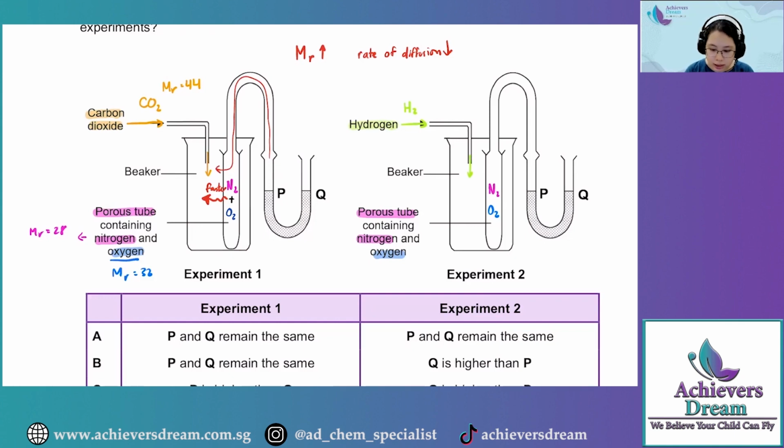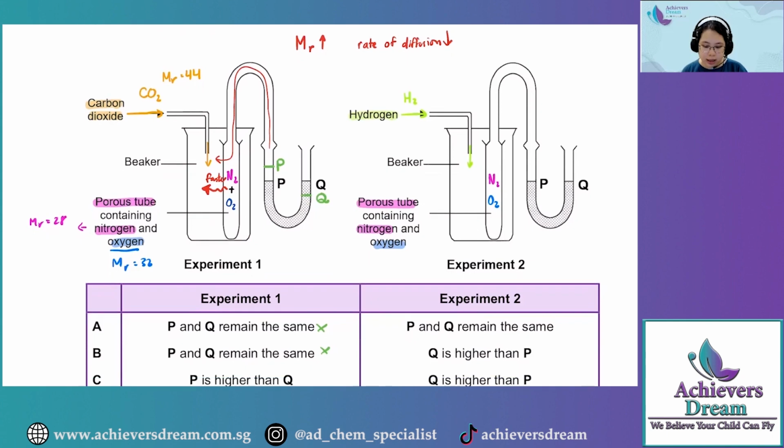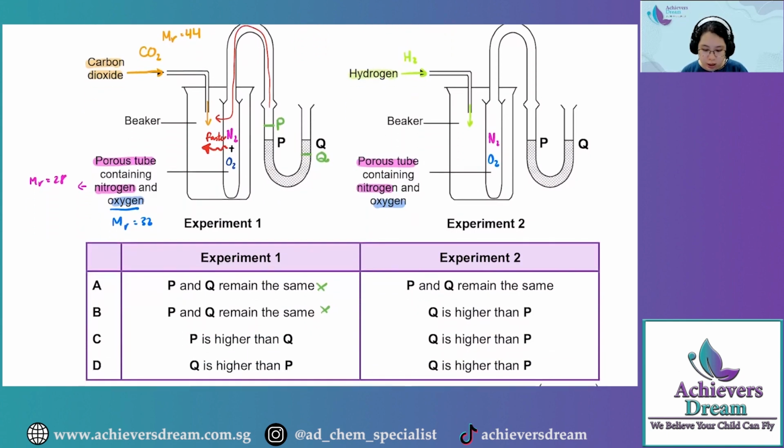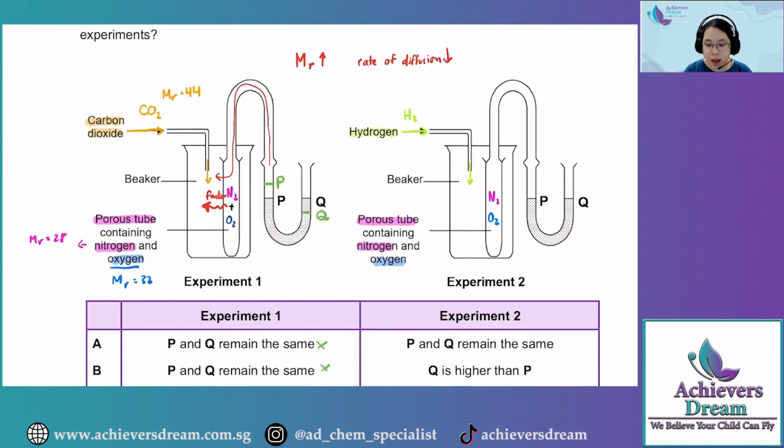And as a result, the water level at P will rise to take up the space, and the water level at Q will fall. So in experiment 1, P and Q will not remain the same, but P will be higher than Q. In experiment 2, it is the opposite thing happening.